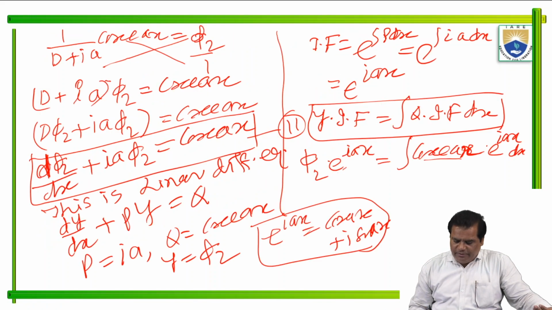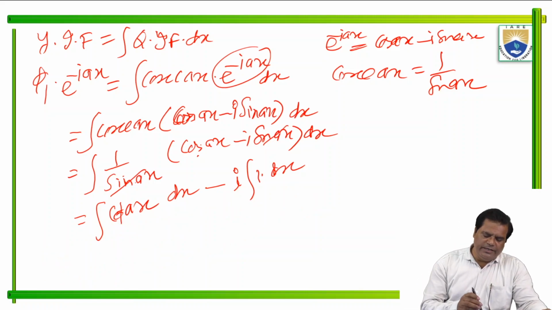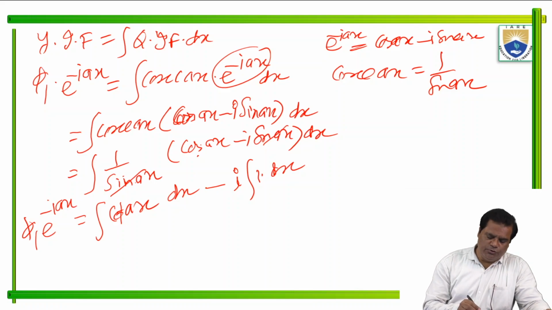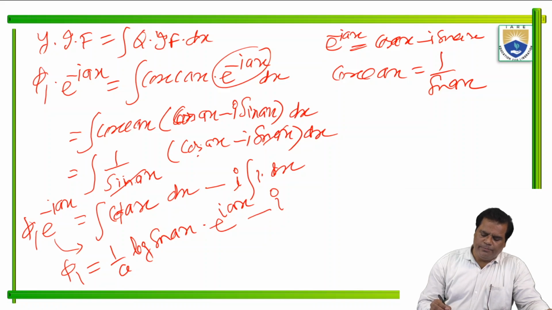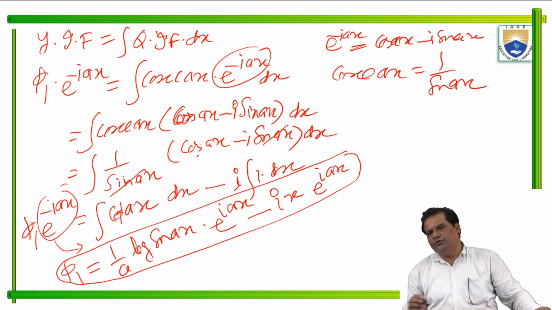Okay. And phi 1. What is phi 1? We have completed here phi 1. Phi 1 is this. Here phi 1, e to the power minus iax. So divide by this, this goes to denominator. Then we write in numerator, so we get here phi 1 equal to 1 upon a log sin ax into e to the power, this minus we write here iax and minus i into x and e to the power iax. This is phi 1. If this side is negative, then this side goes to positive.